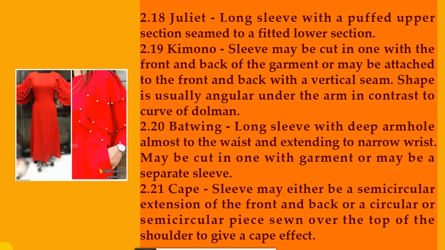2.20 Batwing, long sleeve with deep armhole almost to the waist and extending to narrow wrist. May be cut in one with garment or may be a separate sleeve. 2.21 Cape, sleeve may either be a semicircular extension of the front and back or a circular or semicircular piece sewn over the top of the shoulder to give a cape effect.